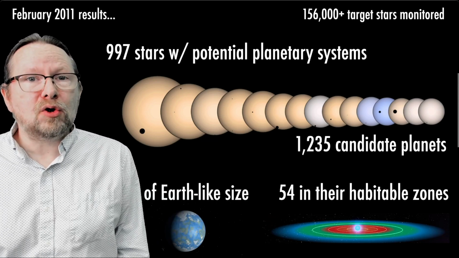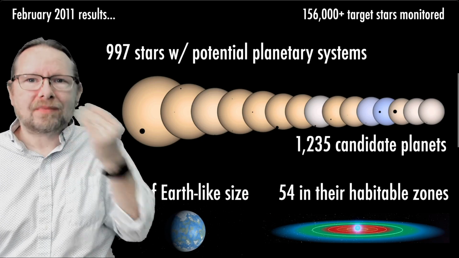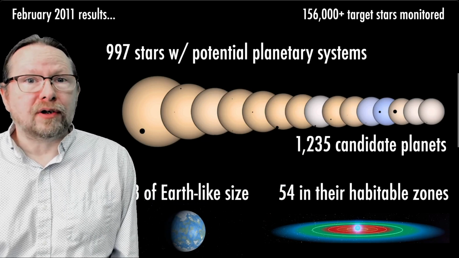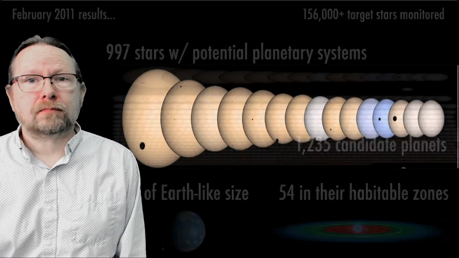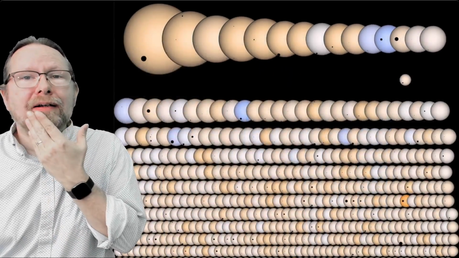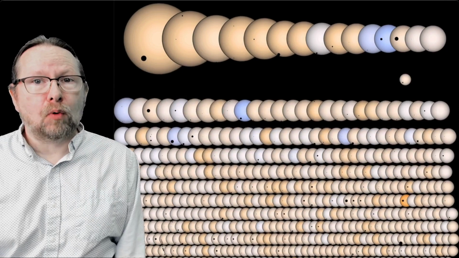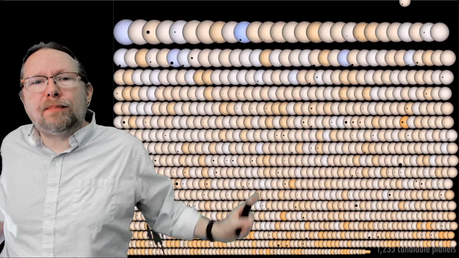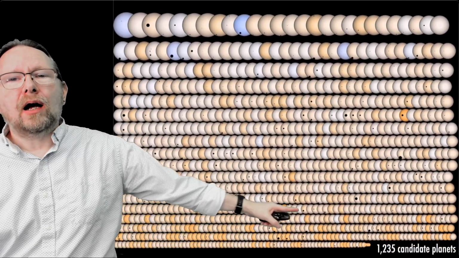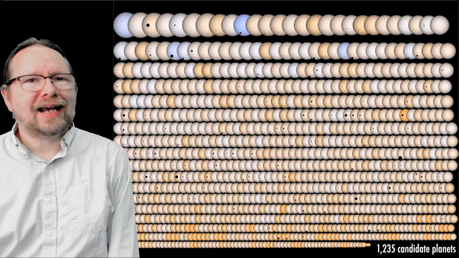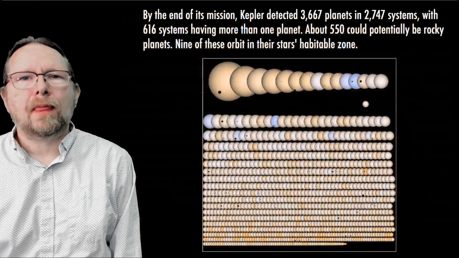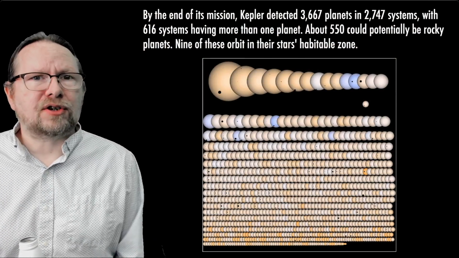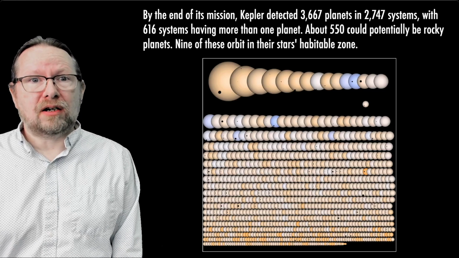So the amount that we knew about exoplanets went from, say, 20 in 1998 to 1,200 in 2011. Since then, the Kepler satellite has discovered many, many more planets. This is just a visualization showing all the different sizes of stars, and the black dots represent the planets, up to 1,200 candidate planets in the first few years of operation. By the end of its mission, Kepler discovered almost 4,000, or 3,600, planets in 2,700 star systems.